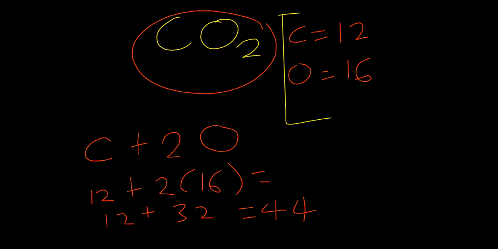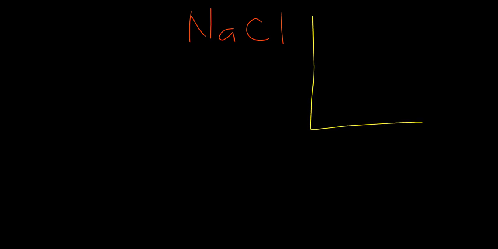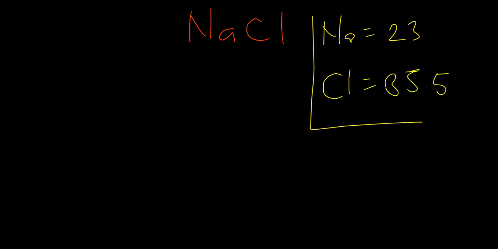So in this example, we'll be looking at NaCl. And in this example, we've been given the following information. The sodium relative atomic mass and chlorine's relative atomic mass. Sodium's relative atomic mass has been given to us and it is 23. Chlorine is 35.5. So we're going to use these values to calculate.